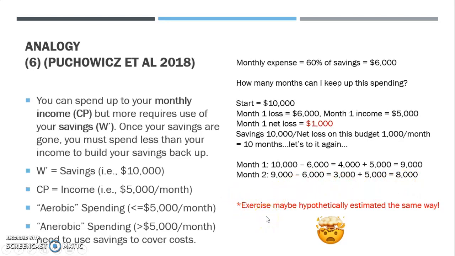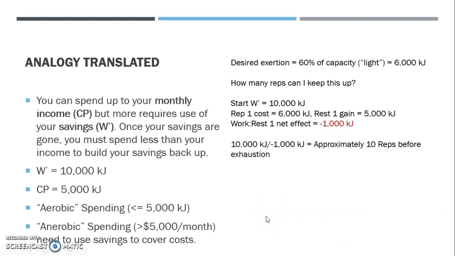And supposedly exercise can be estimated this way. So this is just the same exact thing, but translated into exercise terms. Instead of dollars, we have kilojoules, and instead of budget, we have desired exertion. Let's say we want 60% of capacity drained from each rep, which I would consider a light exertion. How many reps can I keep that up for? Again, with the same exact numbers, we can predict that this person would last approximately 10 reps before they are exhausted.